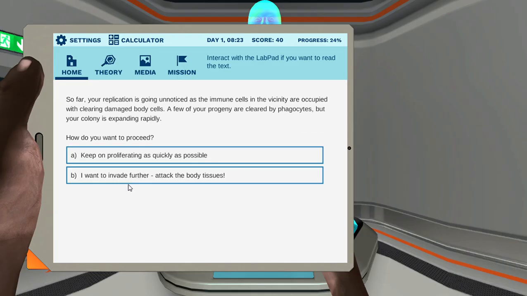So far, your replication is going unnoticed as the immune cells in the vicinity are occupied with clearing damaged body cells. A few of your progeny are cleared by phagocytes, but your colony is expanding rapidly. How do you want to proceed?